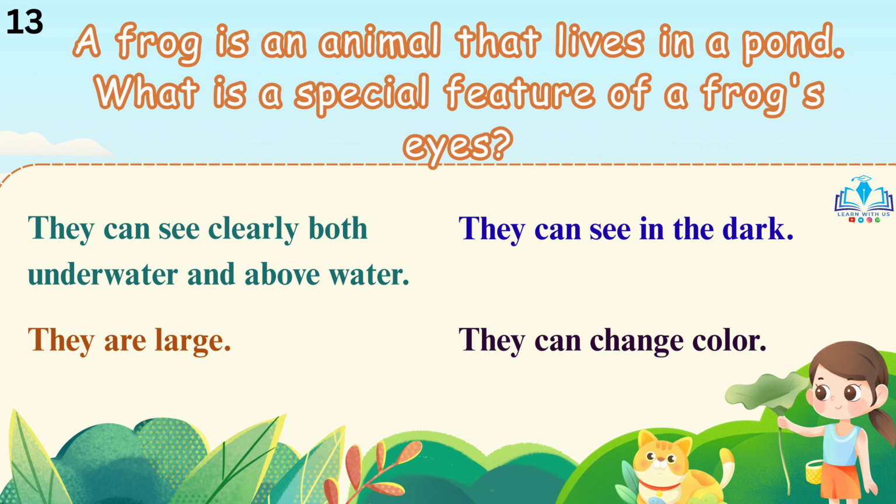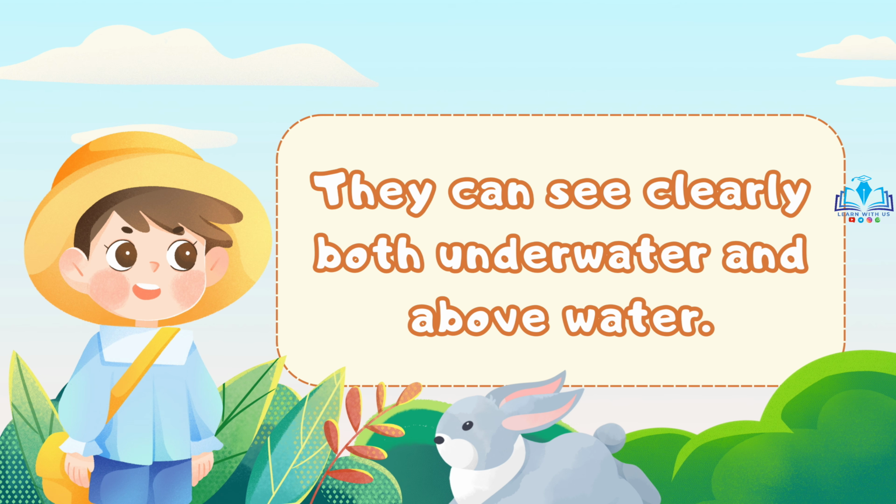Question 13. A frog is an animal that lives in a pond. What is a special feature of a frog's eyes? A. They can see clearly both underwater and above water. B. They can see in the dark. C. They are large. D. They can change color. Answer A. They can see clearly both underwater and above water.